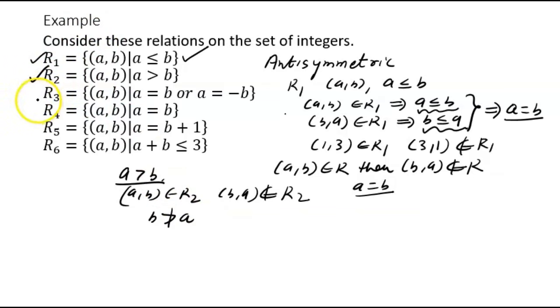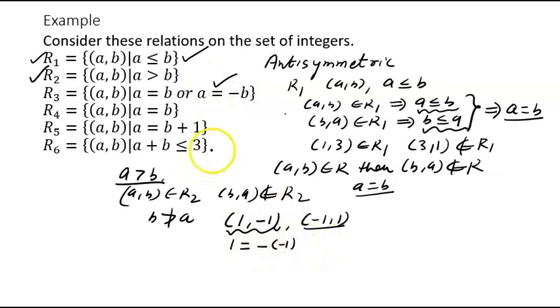What about R3? R3 is not antisymmetric because if (A, B) is there, then (B, A) is also there, except in the case like what I am saying, that here I am writing (1, -1) because 1 is equal to minus of -1. So (1, -1) is there and (-1, 1) is also there. I hope you got this. This is important. Why is (1, -1) there? Because 1 is equal to minus of -1. This is the second requirement. So that is why (1, -1) is there. Why is (-1, 1) there? Because -1 is equal to the B part, that is -1, right? But we clearly see that 1 is not equal to -1. So that is why it is not antisymmetric.